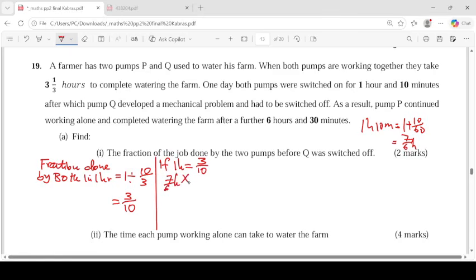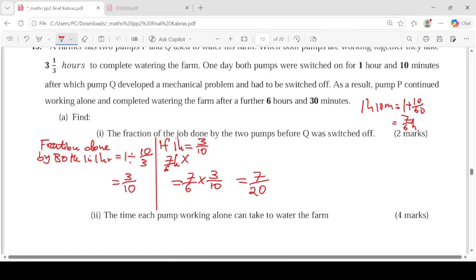So what about 7/6 hours? You cross multiply. This will be 7/6 multiplied by 3/10. When you multiply this by 3/10, you get 7/20. This gives you 7/20 of the work. So the two did 7/20 of the work. That's what they did.